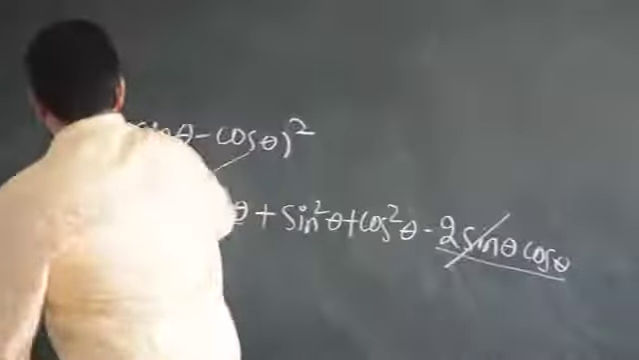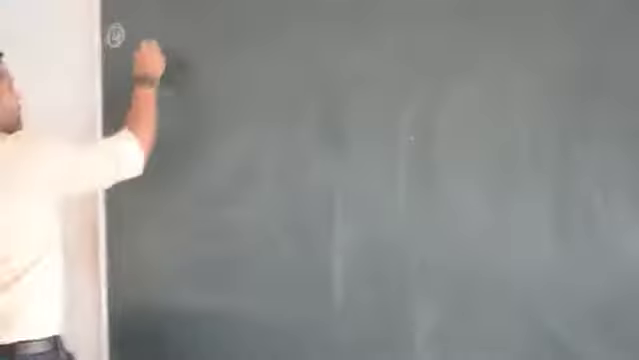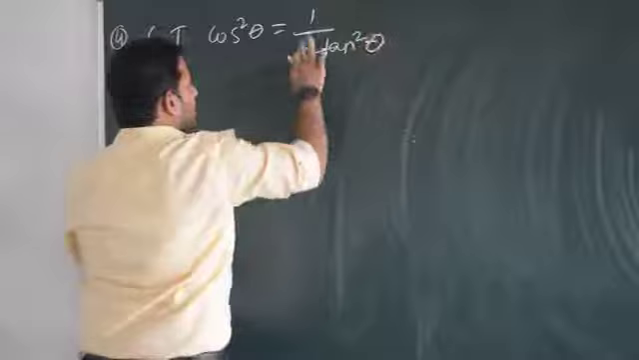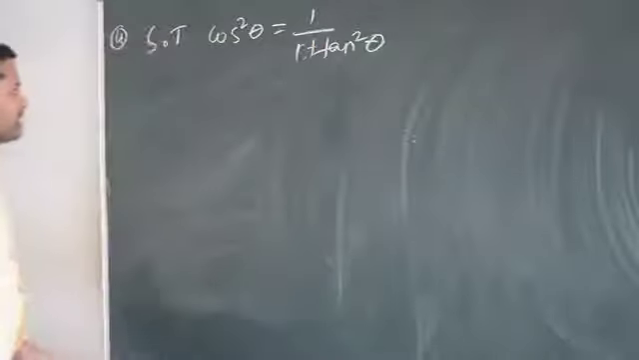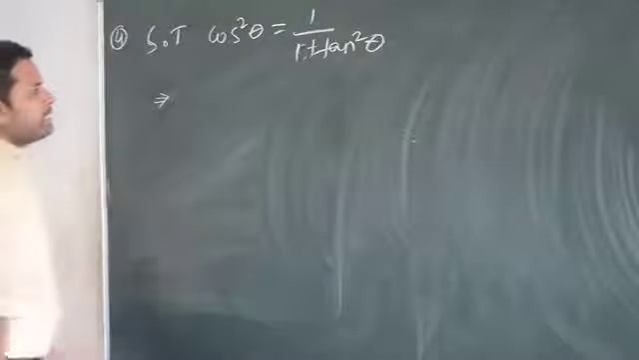Okay, fine. So let us see next question. Next question will be very important, I guess. Let us take fourth question. Okay, let us see whether you can do it or not. Show that cos square theta is equal to 1 over 1 plus tan square theta. See, very simple, right? How to do it?